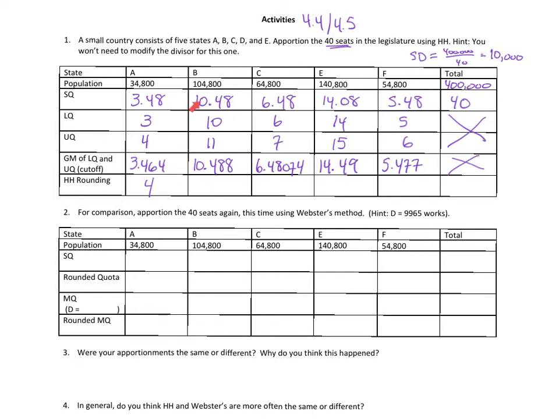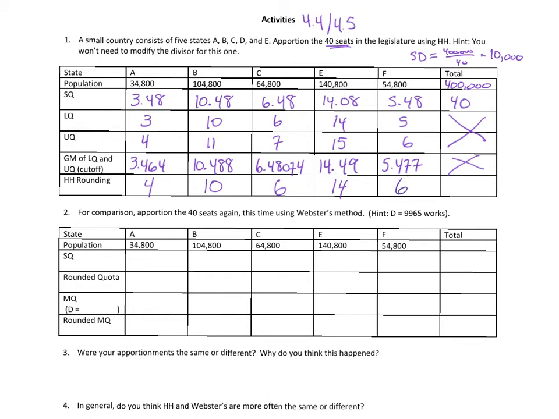Now 10.48 is below this cutoff value. 10.48 is smaller than the cutoff of 10.488. So in this case, I round down to 10. Now 6.48 is a little bit smaller than the cutoff value of 6.48074, so I round down to 6. 14.08 is below the cutoff of 14.49, so I round down to 14. And 5.48 is a little bit bigger than the cutoff value of 5.477, so I round up to 6.